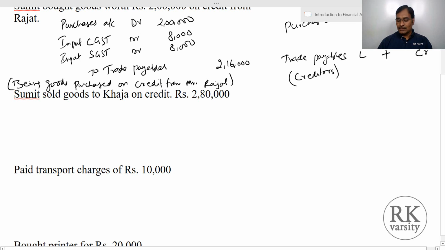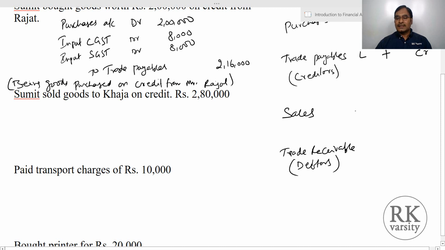Next is Sumit sold goods to Kaja on credit, that is rupees 2,80,000. Now one is sales and the second one is trade receivables. When you make a sale on a credit basis, this is trade receivables, or we can say debtors.